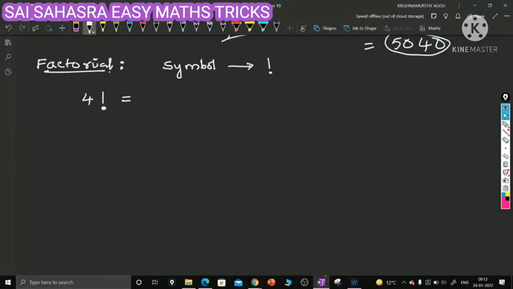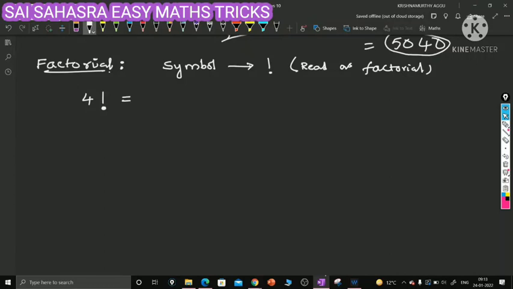What are the first four natural numbers? 1, 2, 3, 4. This symbol is read as factorial. So 4 factorial means the product of the first four natural numbers.